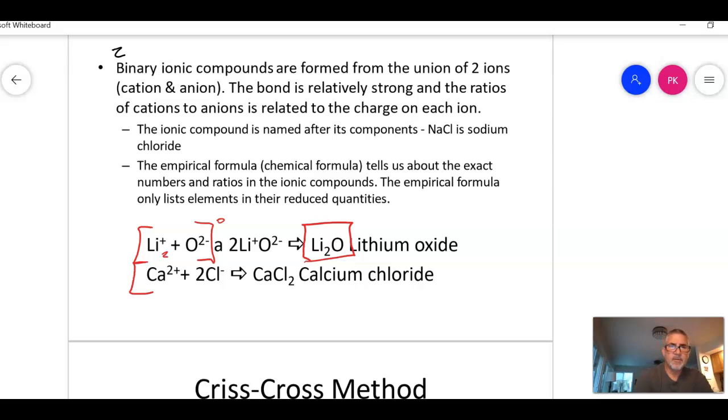If I look at this next one here, I'll use green for this. Same thing. Calcium has a 2 positive charge. Chloride has a 1 negative charge. So I've got to take that 2 and put it over here, and that's why I would get calcium chloride. Again, this has a 0 charge to it.